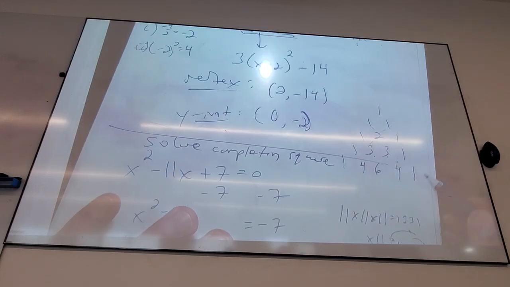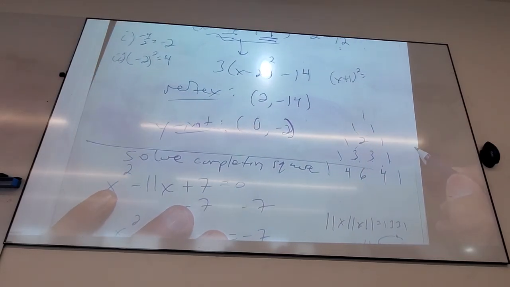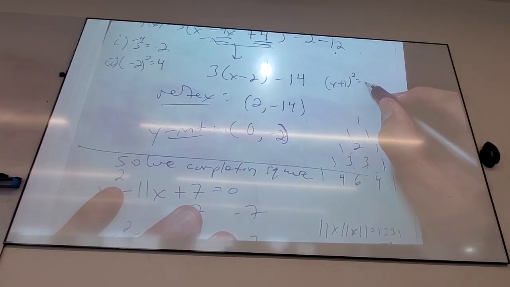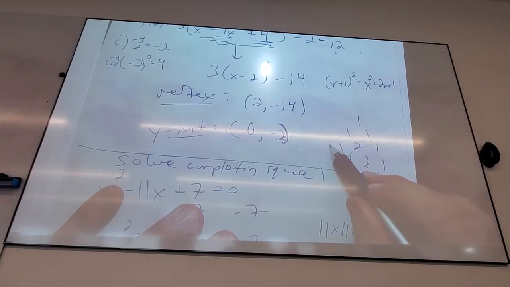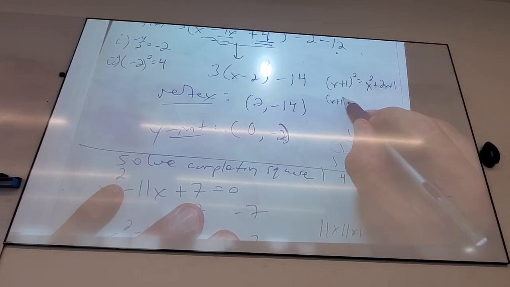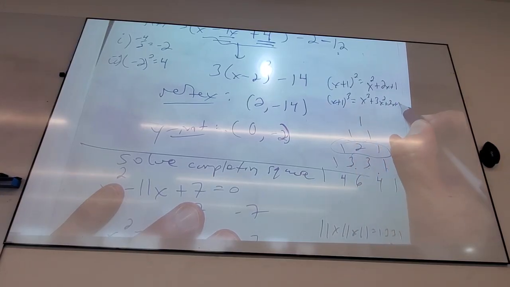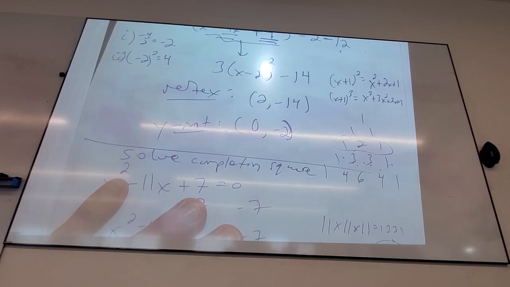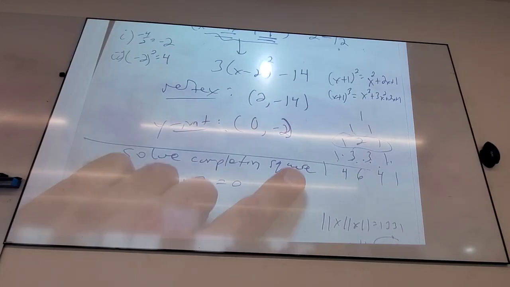Now real quick, can anyone do x plus 1 squared? X squared plus 2x plus, what are the coefficients? If you do x plus 1 cubed, you get x cubed plus 3x squared plus 3x plus 1. 1, 3, 3, 1. It's called the binomial theorem, and this is Pascal's triangle.